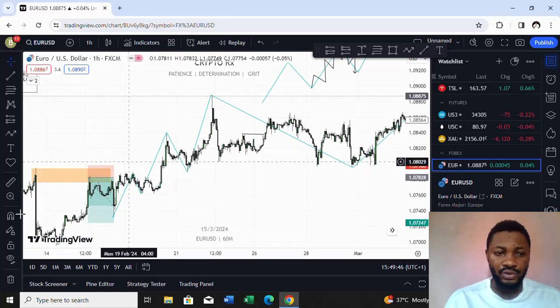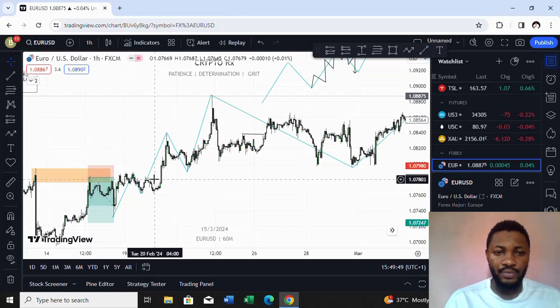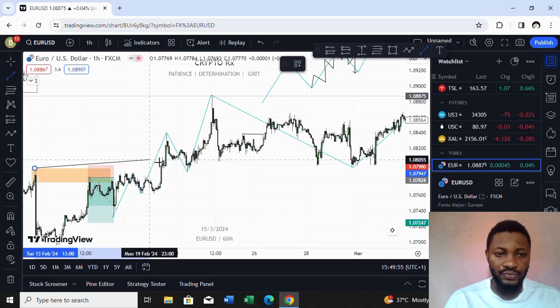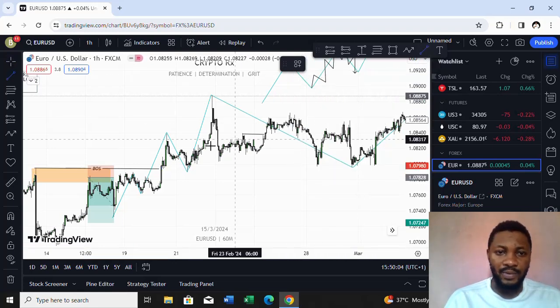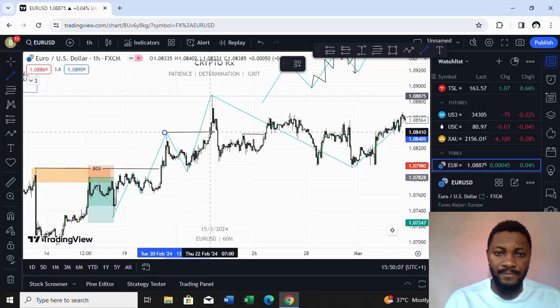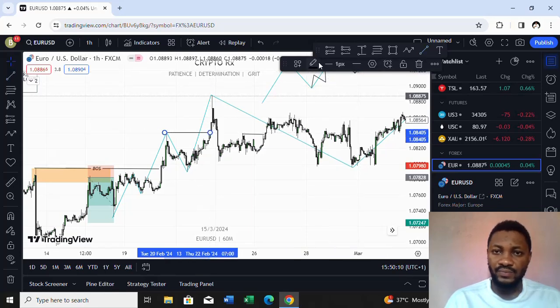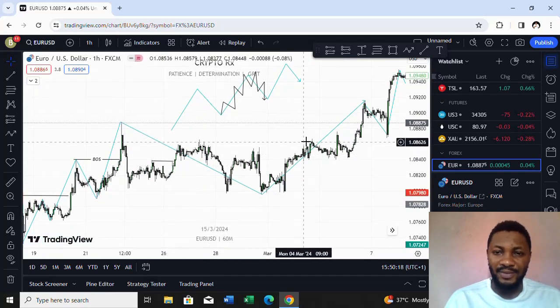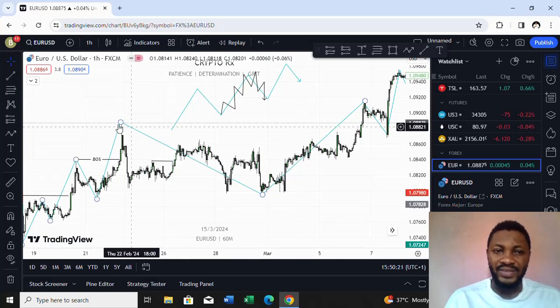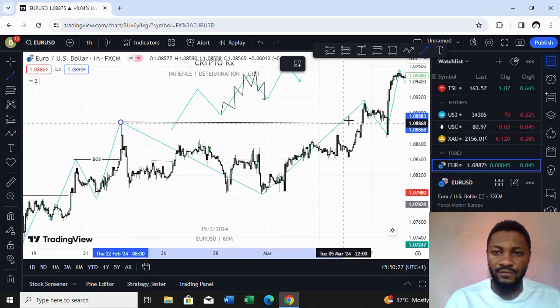So this is where market broke structure. This low is where market broke structure. So this will be the break of structure. So let's label it as BOS. This will be our next break of structure. Remember, this is not where the market broke structure. This is where the market broke structure. So this will be our next break of structure.